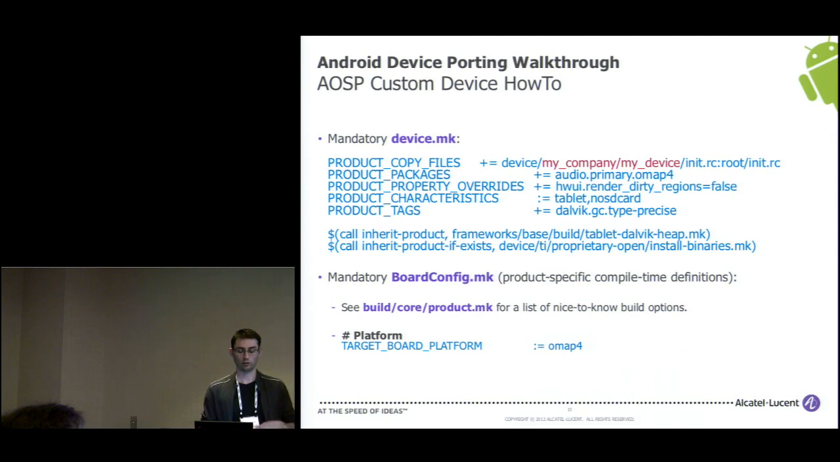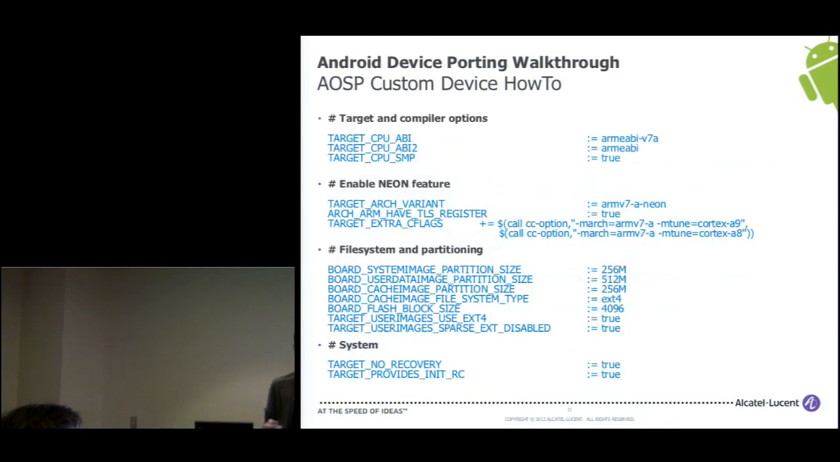But otherwise, what you need to do is create the BoardConfig.mk file, which is the place where you define all the product-specific compile time options that you want. So for example, you may set the target board platform, specifying which kind of platform you are trying to build. In our case, it is the OMAP4 from TI. You also have some other options which are really specific to the target or the compiler that you want. Here you just say that our device is ARMv7, so you want to optimize the compiler to produce binaries for ARMv7 and not lower, so that you get the maximum performance.